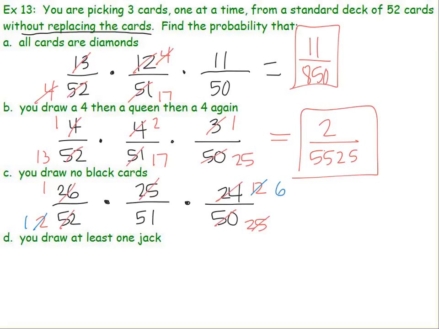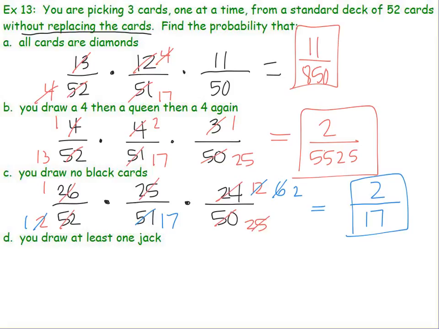And yes, there's actually one more canceling that we can do. The 6 and the 51 can both be divided by 3. 6 divided by 3 is 2, and 51 divided by 3 is 17. And so the only number that we have left on the top looks like is 2, and the only number we have left on the bottom is 17, and that's reduced.